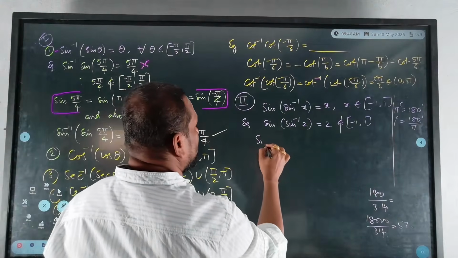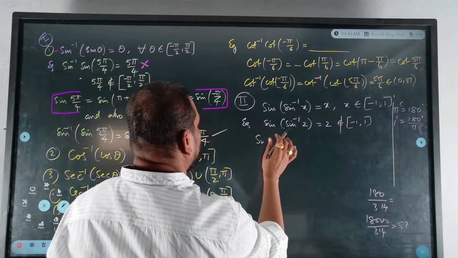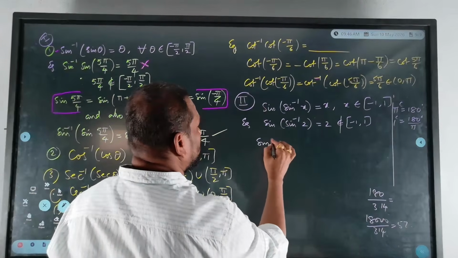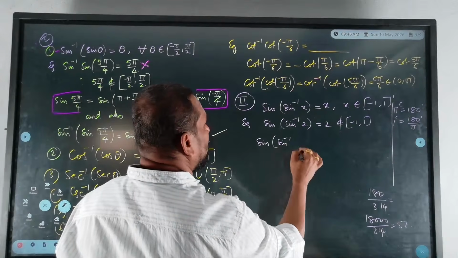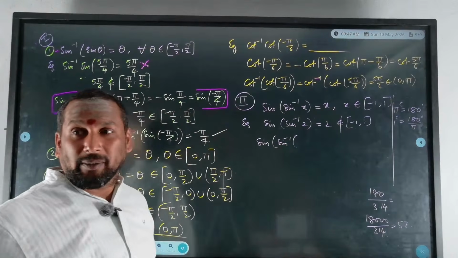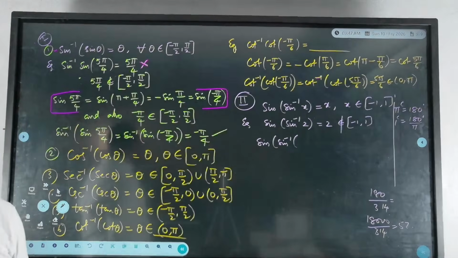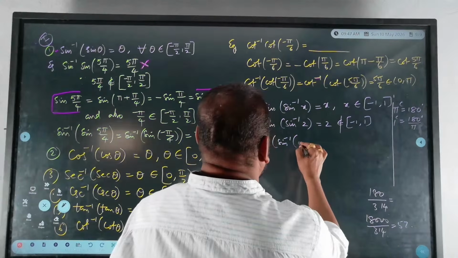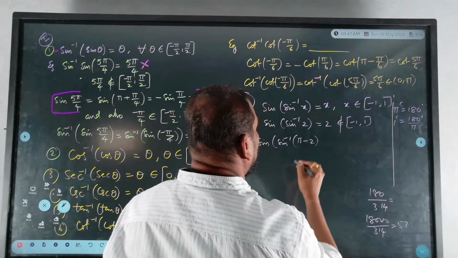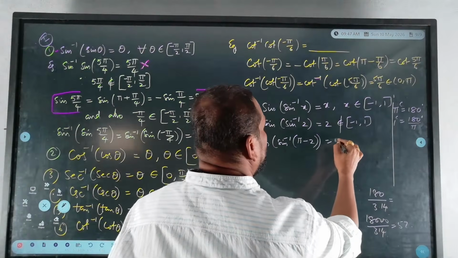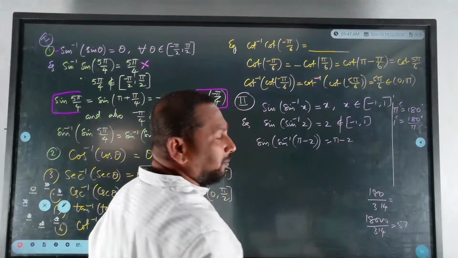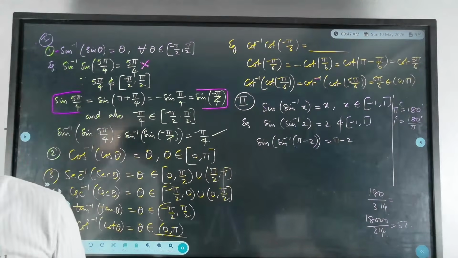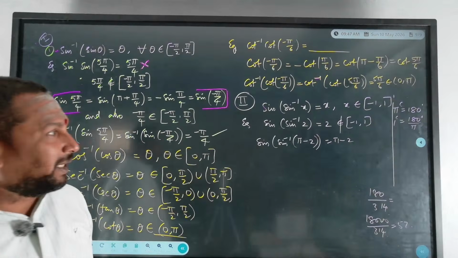So this must be changed to sine inverse of pi minus 2. Pi radians minus 2 radians. That is equal to pi, here how much? 3.14 minus 2.